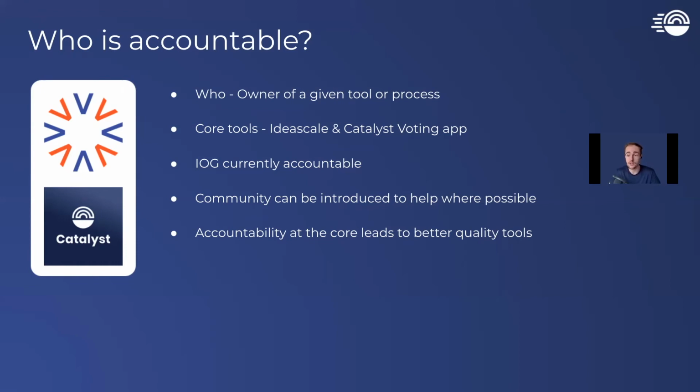The community could be engaged to help wherever possible, and that is fully up to IOG, based on whatever agreements they make with the community to help reduce the burden of making sure this data is fully accessible. Ultimately, this accountability leads to better quality tools. As long as you have assurances that this data is maintained properly, it leads to knock-on effects for creating more valuable tools higher up, where other people are exploring and making alternative solutions.